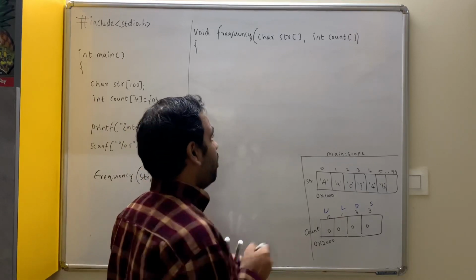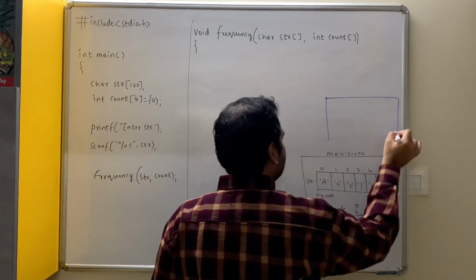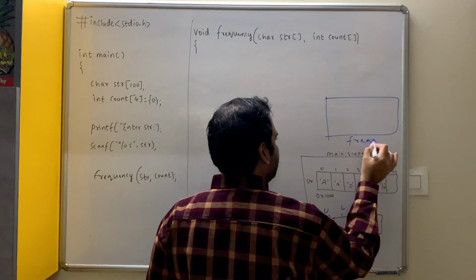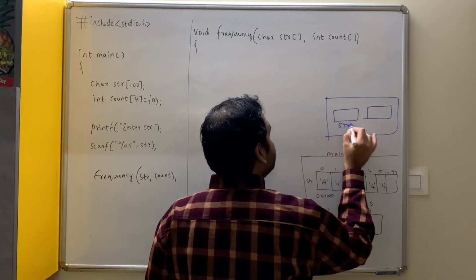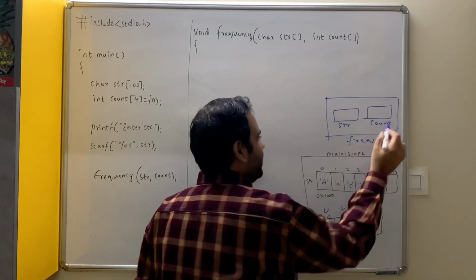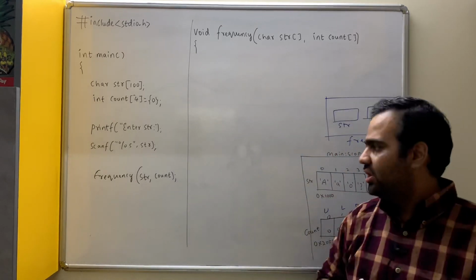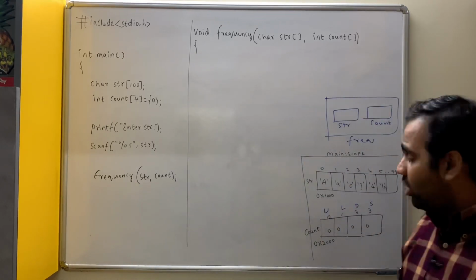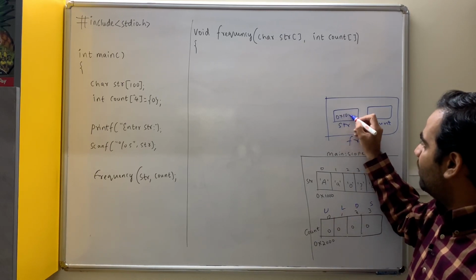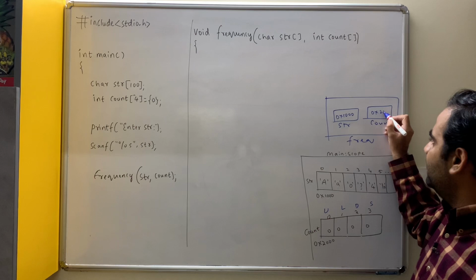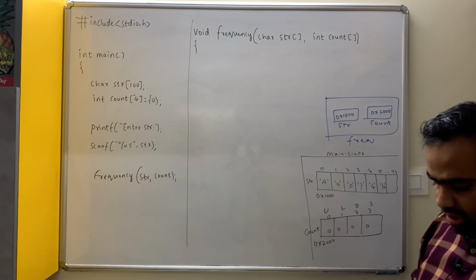Now whenever you call the function, the scope of the function gets activated. This is the frequency function. There are two parameters: one is str, the other is count. Whenever arrays are passed to functions, the base address gets passed, not the complete array. What is the base address here? Here it is 1000, and here it is 2000.